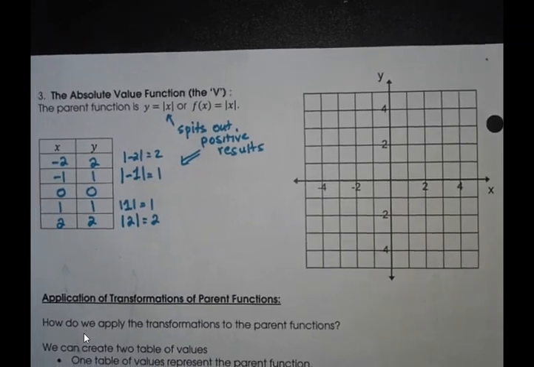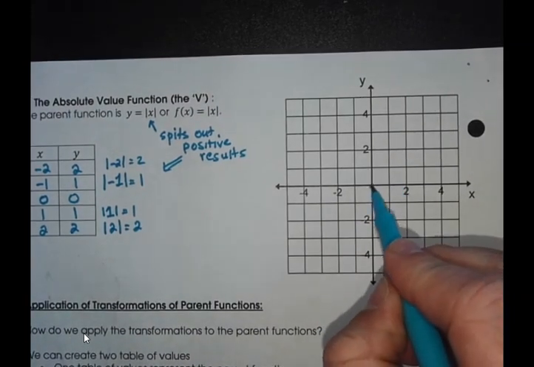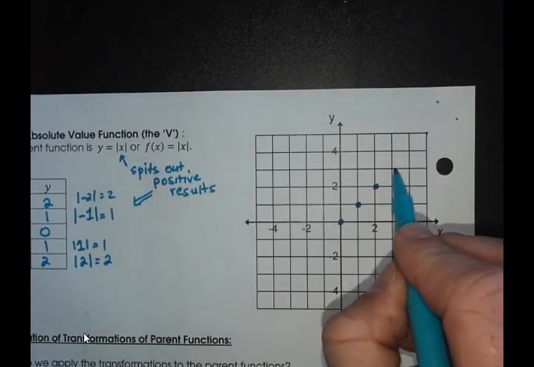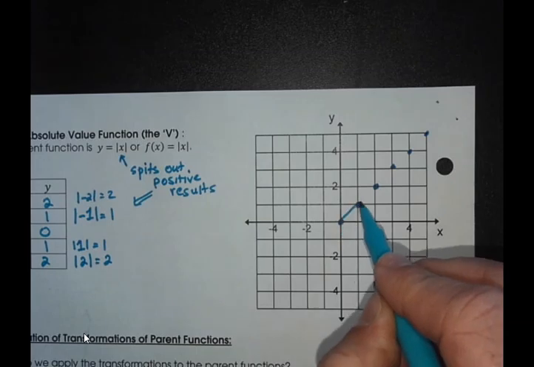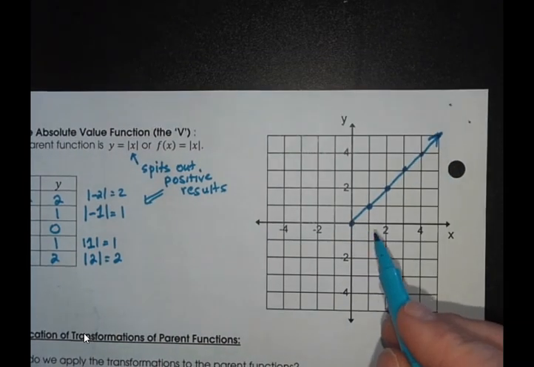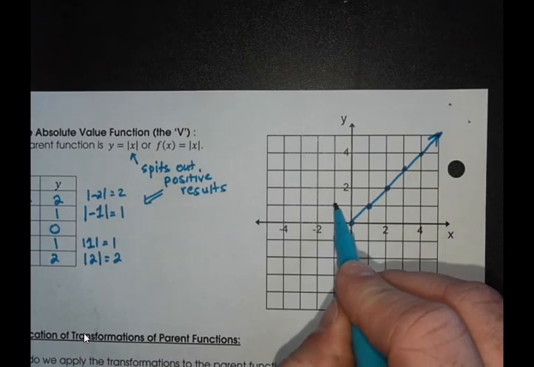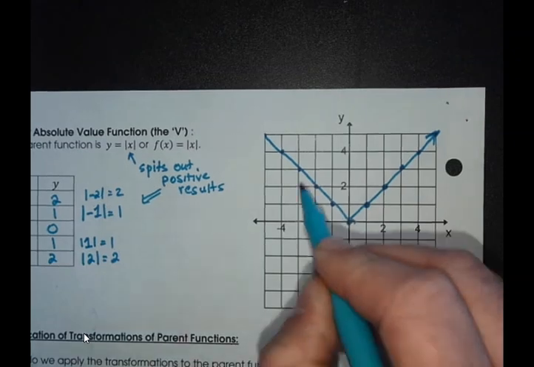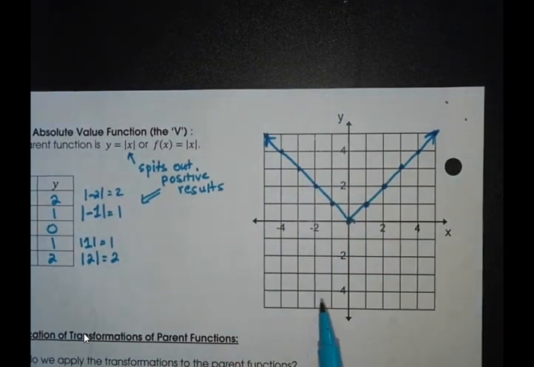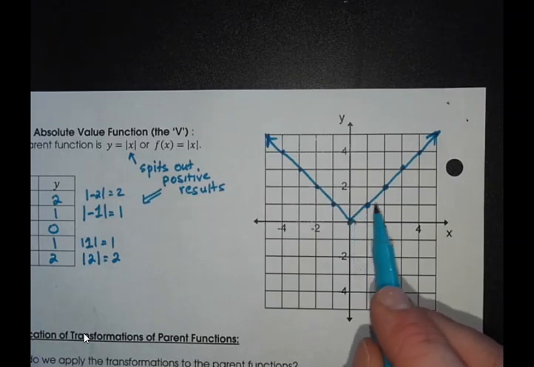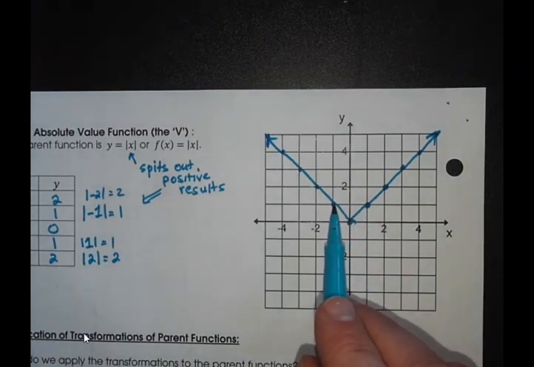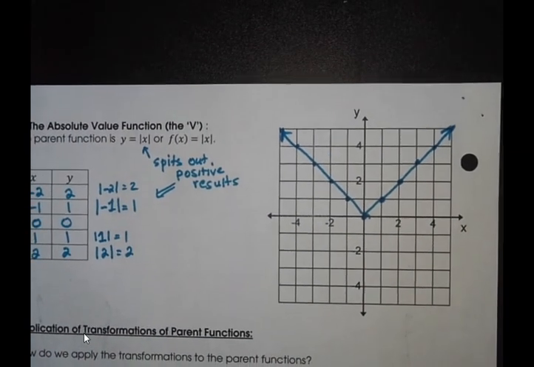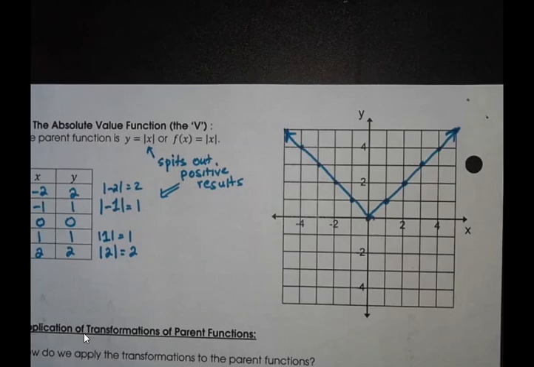So it's kind of like a straight line. We start off with a line here. There's my point, there's my point, there's my point. And it continues, and goes the other way. This is where the V comes into play. So that takes any negative value and spits out the positive answer. Okay. So those are the three parent functions that we're going to use.